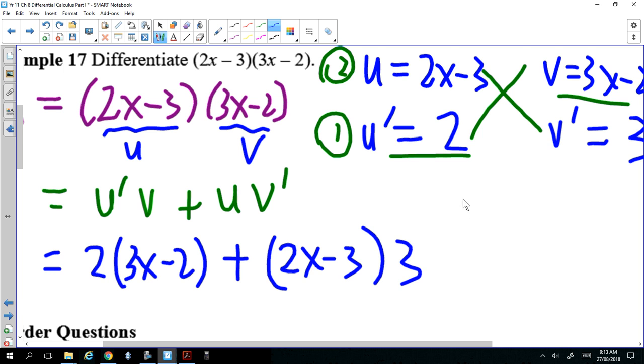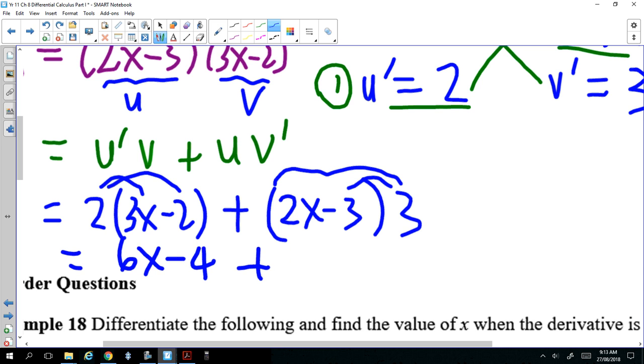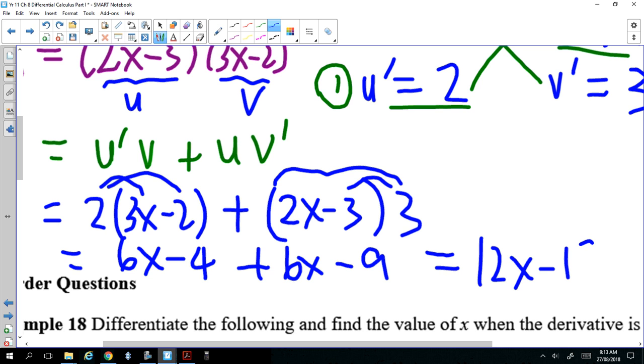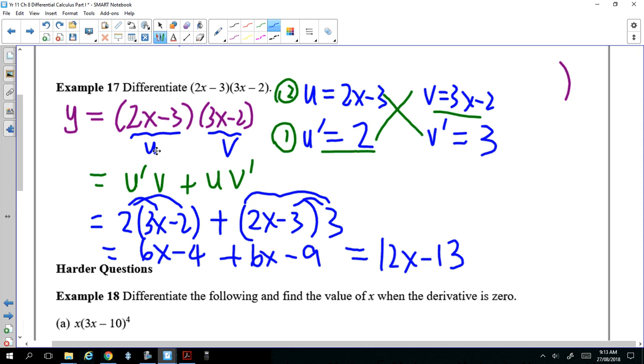Yes, expand. So you get 6x minus 4 plus 6x minus 9. The answer is 12x minus 13. Yes? All right, good. That is the derivative. Sorry, I forgot to write y dash. My apology. That is the derivative.